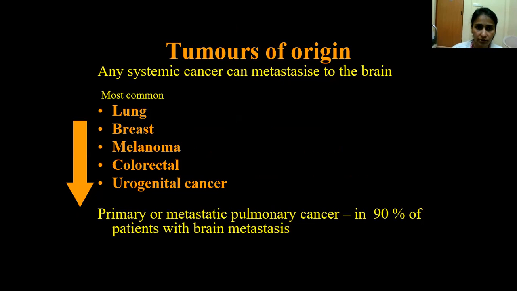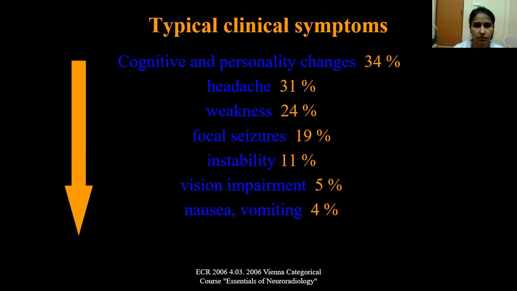So the tumors of origin. Any systemic cancer can metastasize to the brain. Most common is lung carcinoma. The next is breast carcinoma, then melanoma, colorectal carcinoma, and urogenital cancer. So the most common is lung carcinoma. Second, we have to look for breast carcinoma, then melanoma, colorectal cancer, and urogenital cancer. Then primary or metastatic pulmonary cancer is found in 90% of patients with brain metastasis.